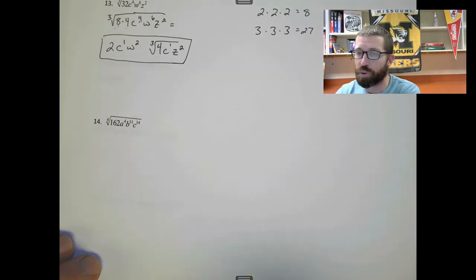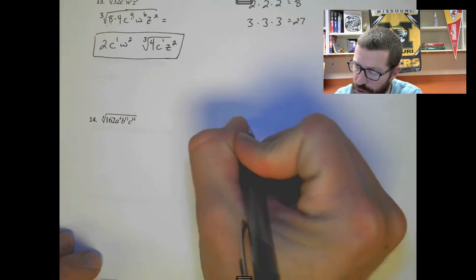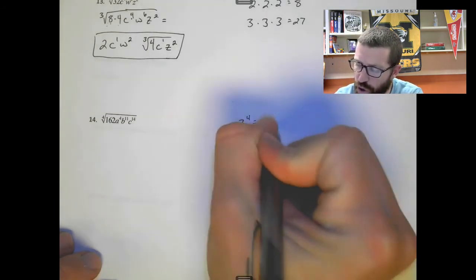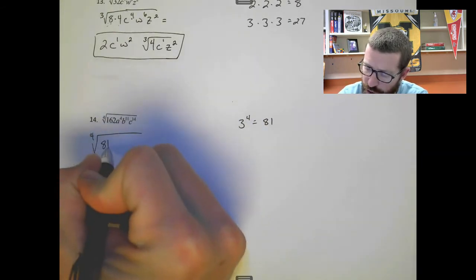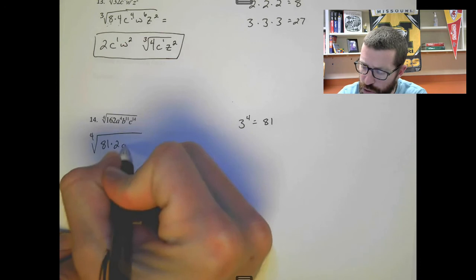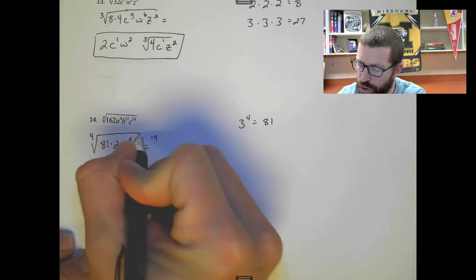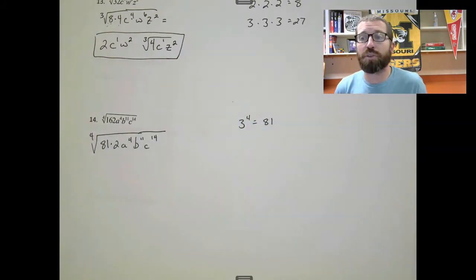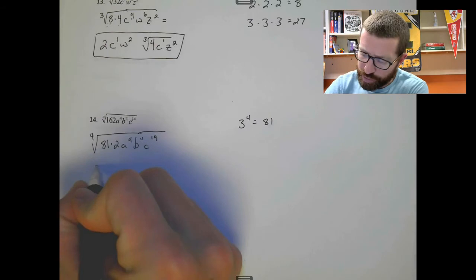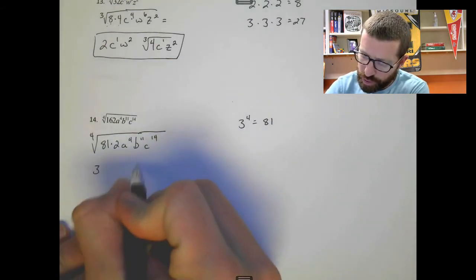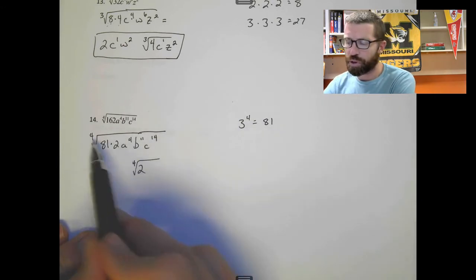Here we need a fourth root that goes into 162. We already said 3 to the fourth is 81. And 81 times 2 is 162. And so go through that same process now with just a fourth root. So the fourth root of 81 is 3. And then the fourth root of 2 stays the fourth root of 2.